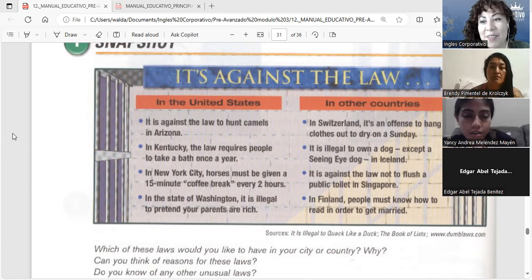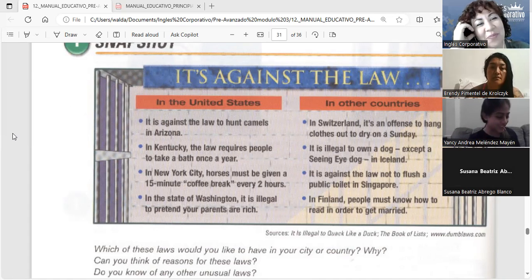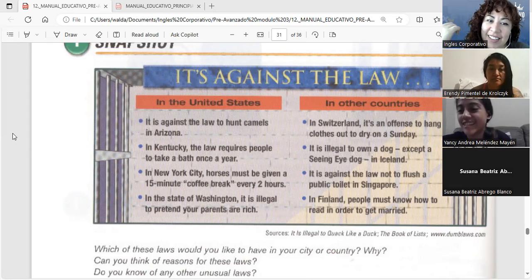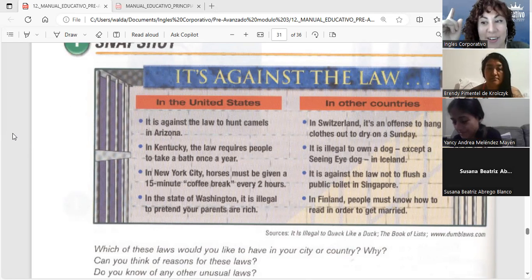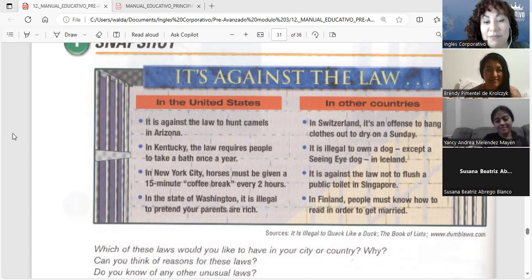Okay, so what do you think of these laws? Kind of cuckoo. Why? I don't know. I mean, who cares when people take a bath or not? Well, it says once a year. I understand, but against the law? Seriously? And it's real? Yeah. Look what it says here at the bottom.